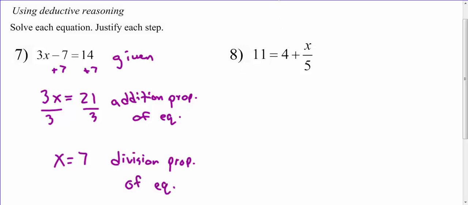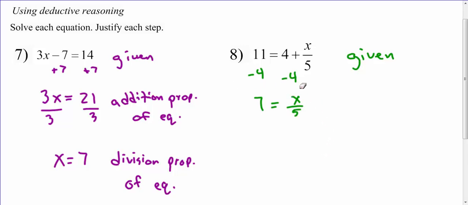All right, our last one. Let's take a look at number 8. Again, we know the original problem is the one that's given to us, so we can just write given. And now our job is to get x by itself. And when I look at this, the first thing I'm seeing is I need to move that 4. So we're going to subtract 4 from each side. So 7 is equal to x over 5.